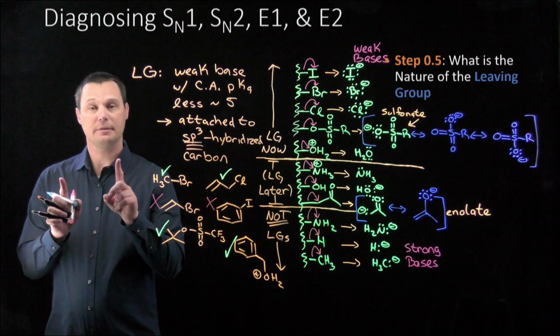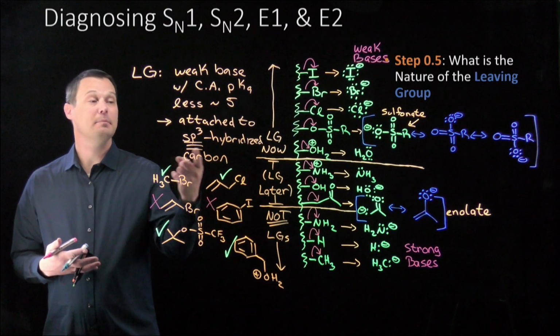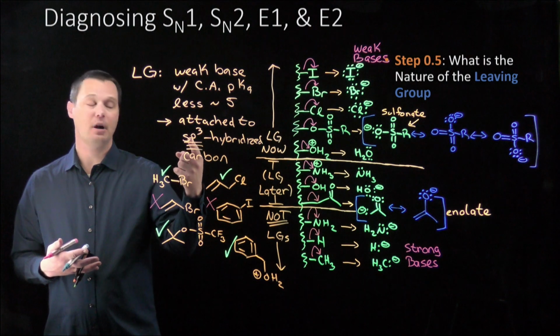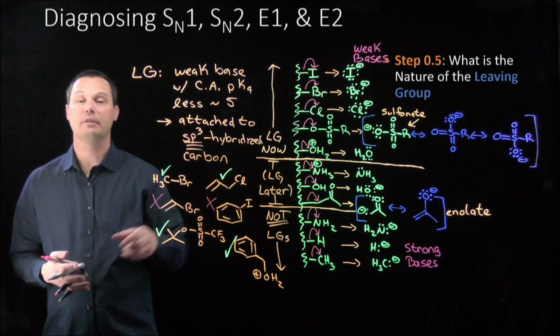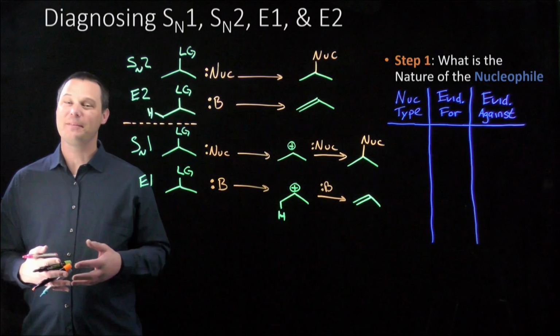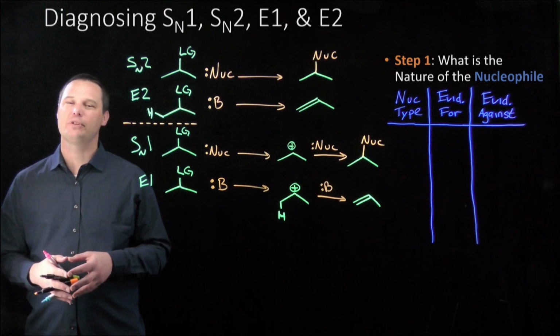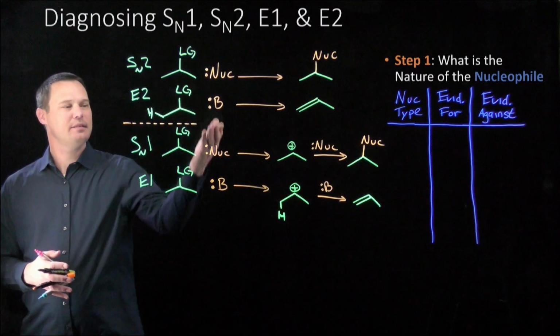Common error alert. The factor here that trips up most students is it must be attached to an sp3 hybridized carbon. Be careful that you don't accidentally try to do a substitution or elimination with the leaving group on an sp2 hybridized carbon.